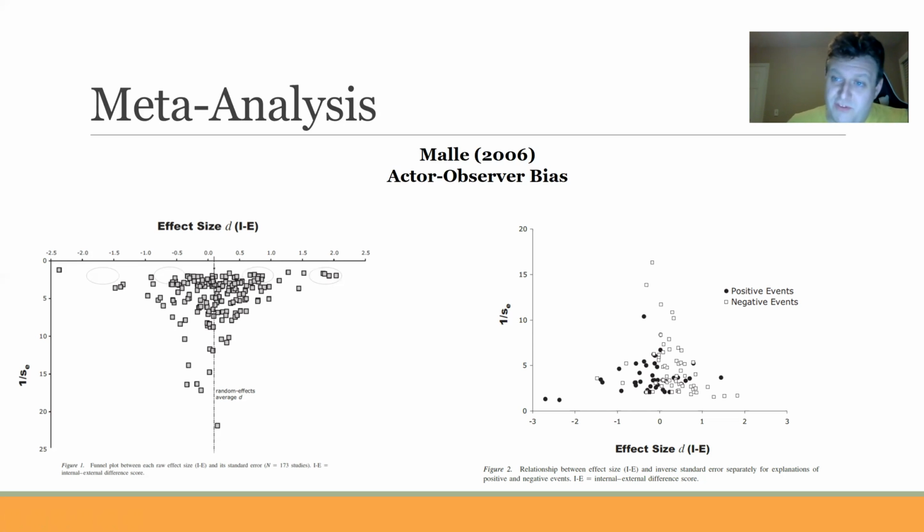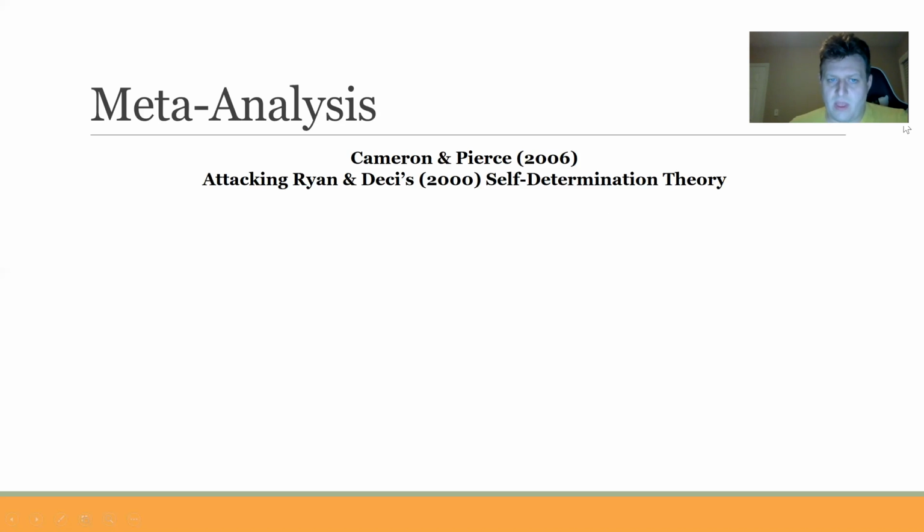Whereas when we make attributions about other people, we typically make internal attributions for them when something bad happens, and we make external attributions when something positive happens to them. All right, so the bias is not as simple as the regular actor-observer bias. It really depends on if we're interpreting positive or negative events. All right, so that's something useful that came out of the meta-analysis by Mal.